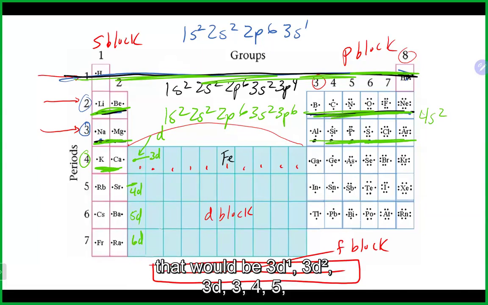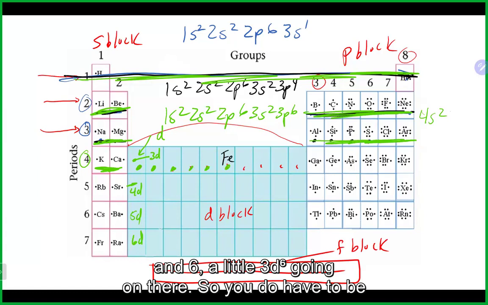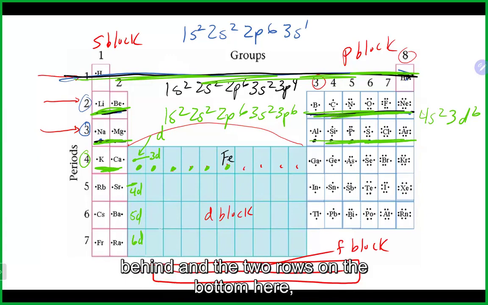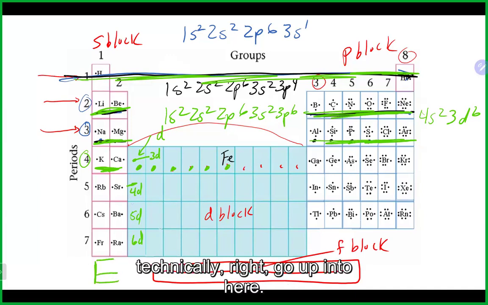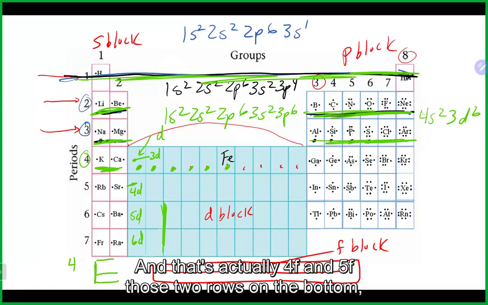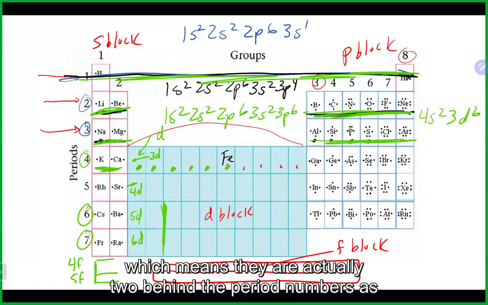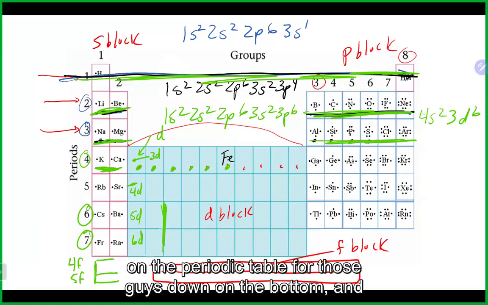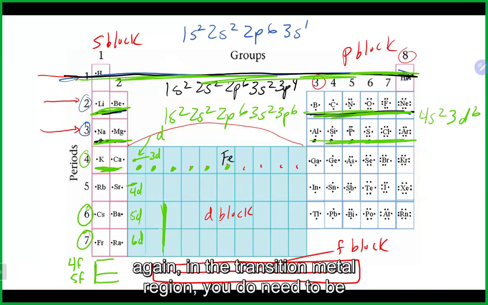But if you do know that's 3D, that would be 3D1, 3D2, 3D3, 4, 5, and 6. A little 3D6 going on there. So you do have to be careful in that transition metal region, as it is, again, one behind. And the 2 rows on the bottom here, technically go up into here. And that's actually 4F and 5F, those 2 rows on the bottom, which means they are actually 2 behind the period numbers as well. So it gets a little crazy if you're trying to count it off on the periodic table for those guys down on the bottom.